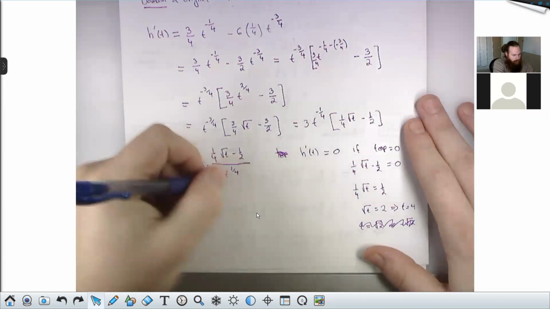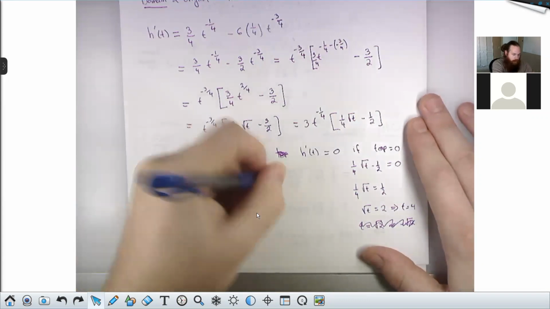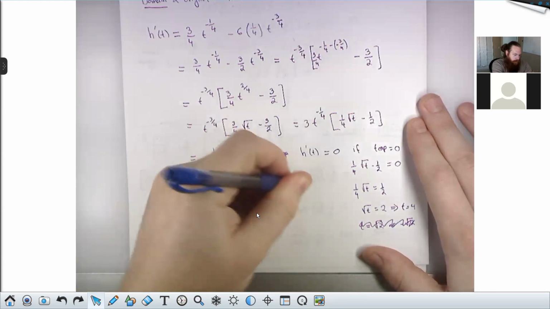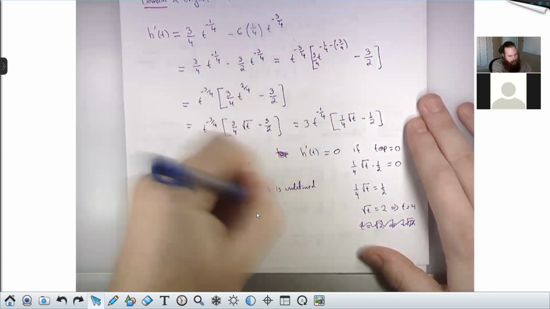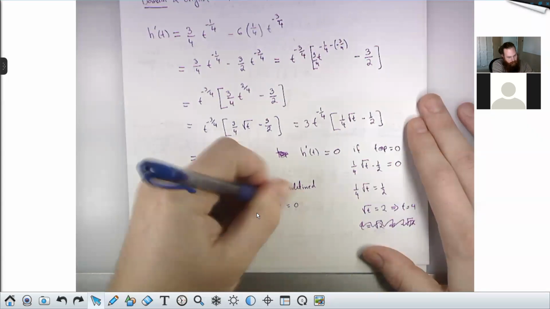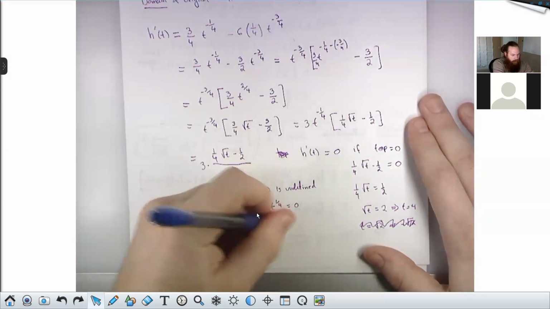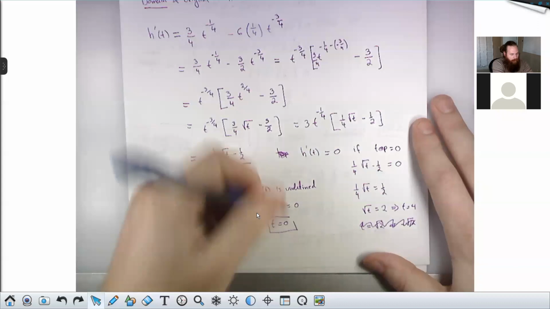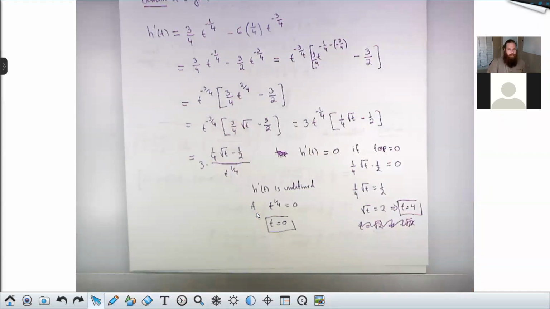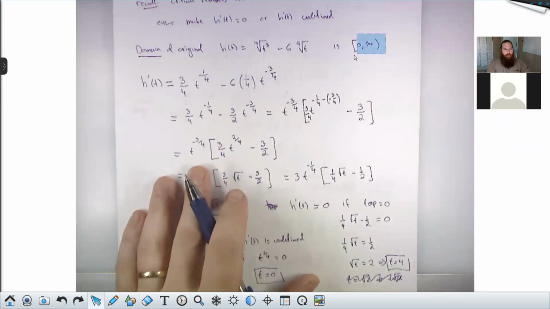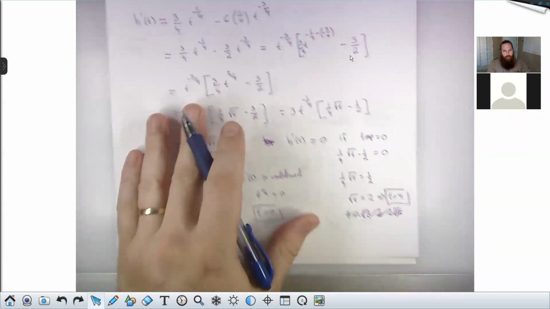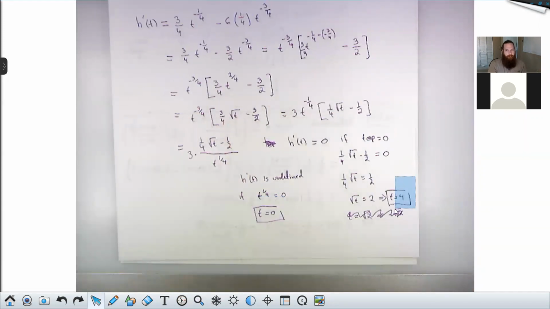And then h prime is undefined if t to the 1/4 equals 0, and if you raise both sides to the 4th power here, you'll find that that has t equals 0. So your critical numbers: t equals 0 and t equals 4. The last thing we have to check is that these are both in the domain of the original, and they are. Both of these are in the domain of the original function, so we're happy. So these are our critical numbers here.